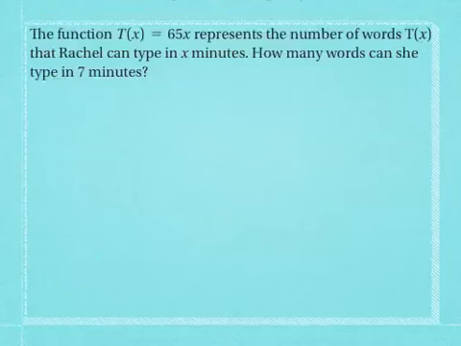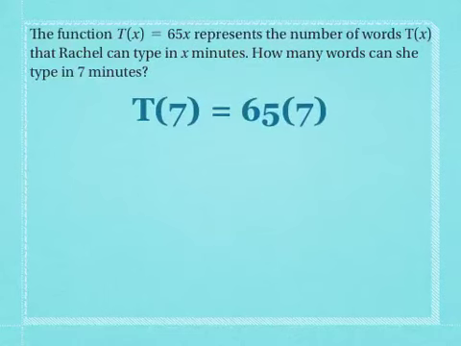The last example says the function t of x equals 65x represents the number of words that Rachel can type in x minutes. How many words can she type in 7 minutes? So if x is representing the number of minutes, I need to plug in 7 for x. To do that in function notation, I'm going to say t of 7 equals 65 times 7.